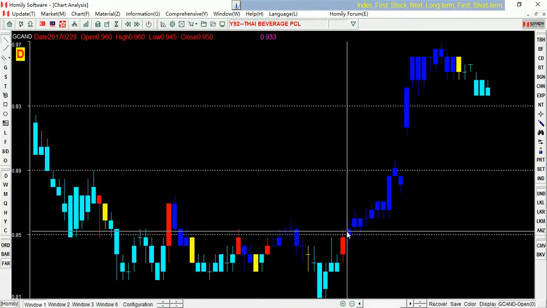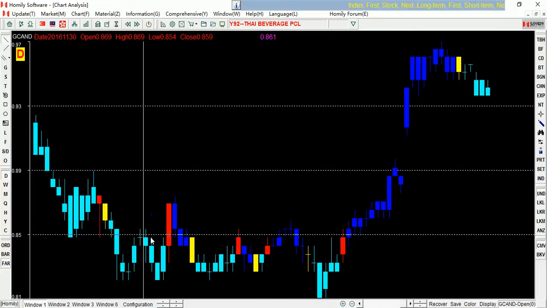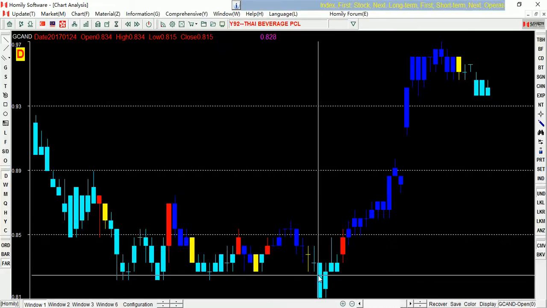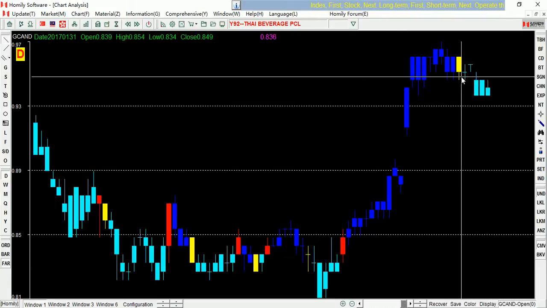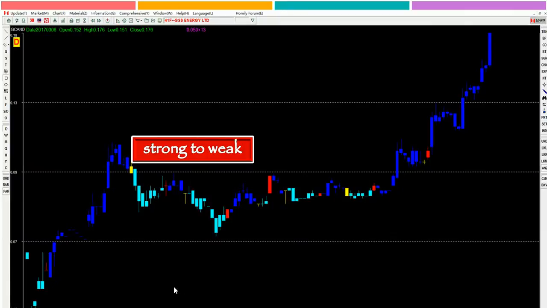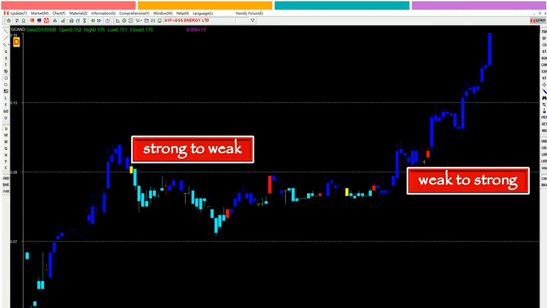Then if you buy here, you sell here, buy here, sell here, buy here, sell here, you can earn money. But if you buy here, you sell here, you can earn a lot. So if you follow one function, you can earn more and lose less, right? Okay, so this is one function. Strong to weak. Then red candlestick means weak to strong, and the yellow candlestick means strong to weak, okay?